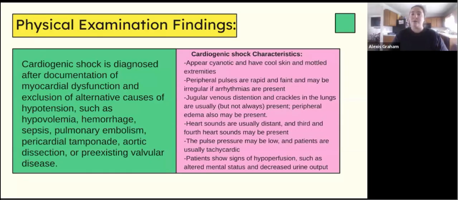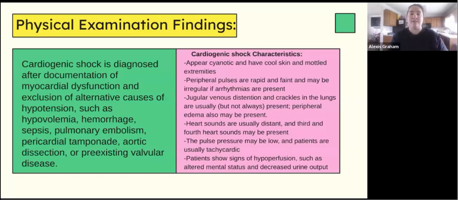So the patient might appear cyanotic and have cool skin and mottled extremities. Peripheral pulses are rapid and faint and may be irregular if arrhythmias are present. Jugular venous distension and crackles in the lungs are usually but not always present. Peripheral edema may also be present. Heart sounds are usually distant, and third and fourth heart sounds may be present. The pulse pressure may be low, and patients are usually tachycardic.